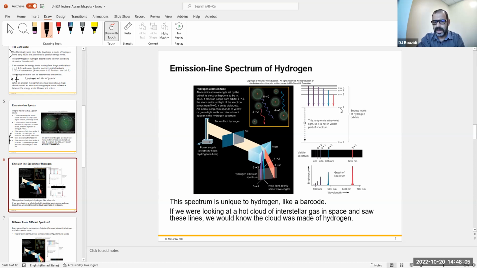So in this case, the end state is 2. So that's where you're going to end up. Okay, this is for hydrogen. Either you come from 3 to 2 and you produce this red light, which is about 656 nanometers, or you come from 4 to 2, I'm sorry, from 4 to 2, you produce this color, okay, which is kind of a blue color.